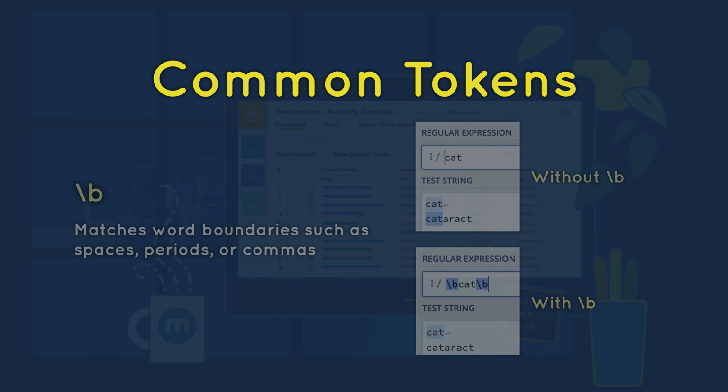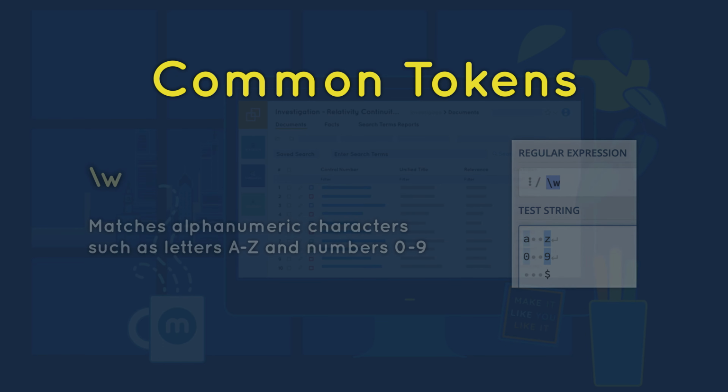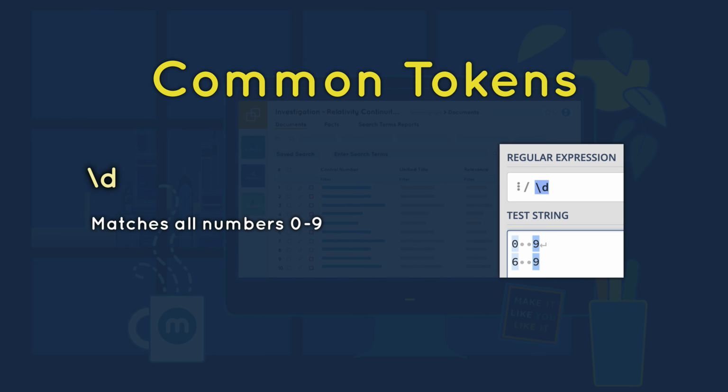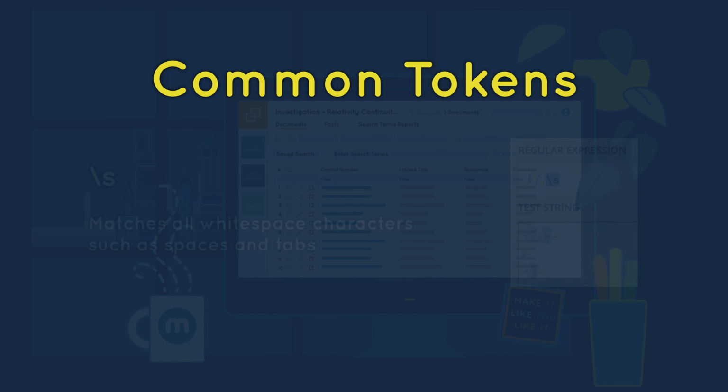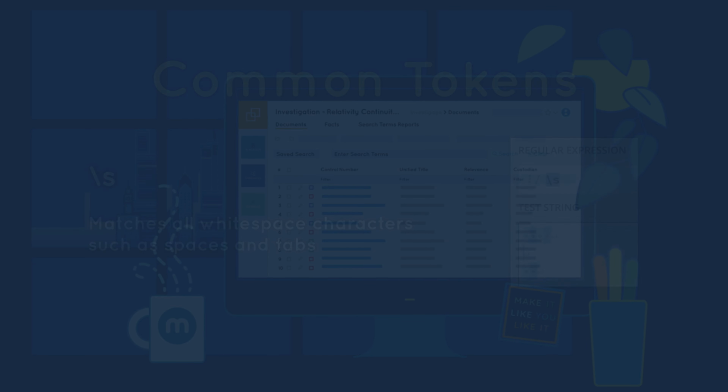of another word. We also have \w, which matches alphanumeric characters, which would be any letter A through Z or numbers 0 through 9. Next is \d, which will match all numbers 0 through 9. And we also have \s, which will match all whitespace characters such as spaces and tabs.